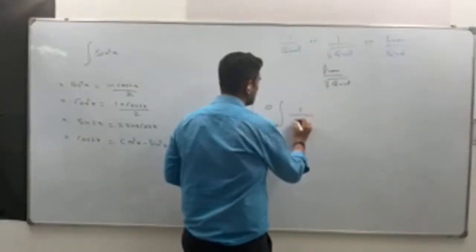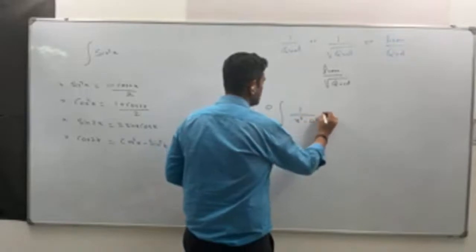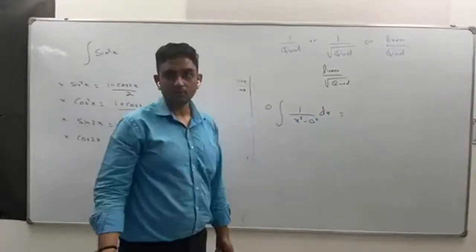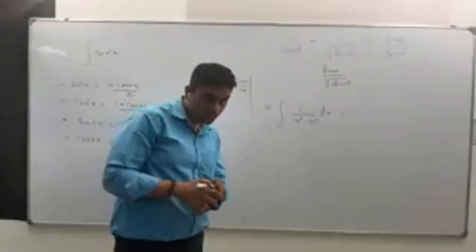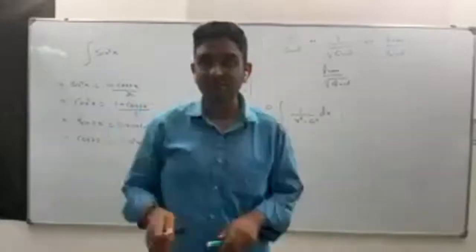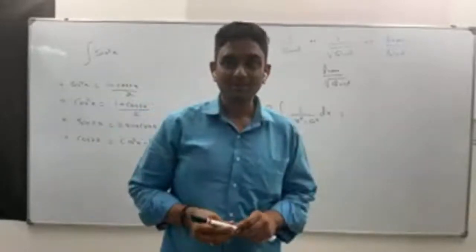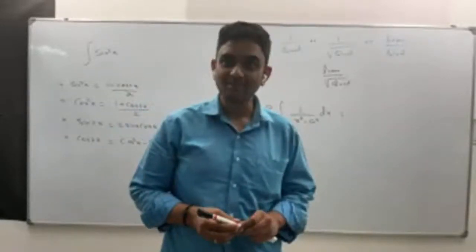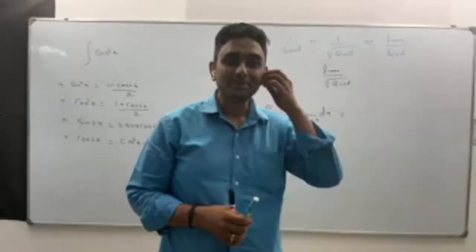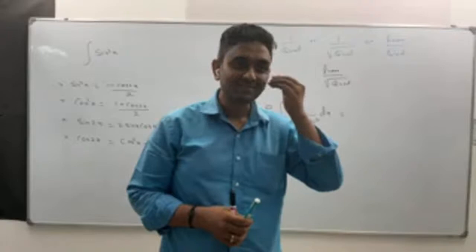So the first formula is integral of 1 upon x square minus a square dx. Can you give me the answer? What is the formula? If you remember the formula. Formula no remember. Dikshita, no love for formula. Only love for bio.